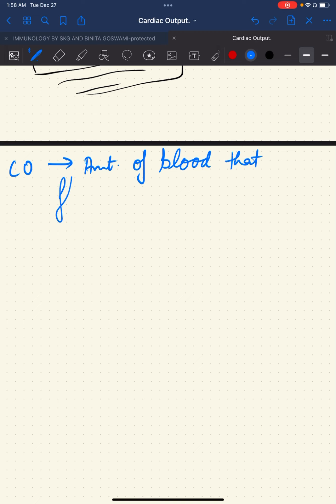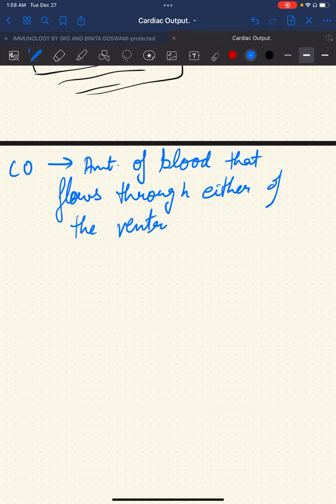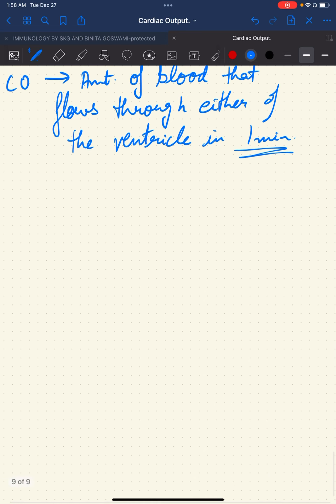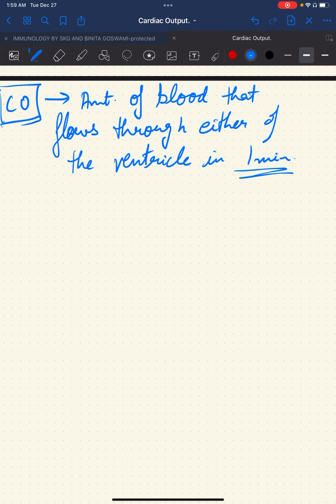Okay, so we define cardiac output as amount of blood that flows through either of the ventricle in 1 minute. I hope you get this. Okay, cardiac output is the amount of blood that flows through either of the ventricle in 1 minute.